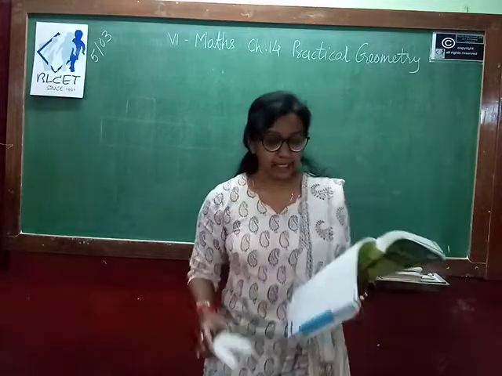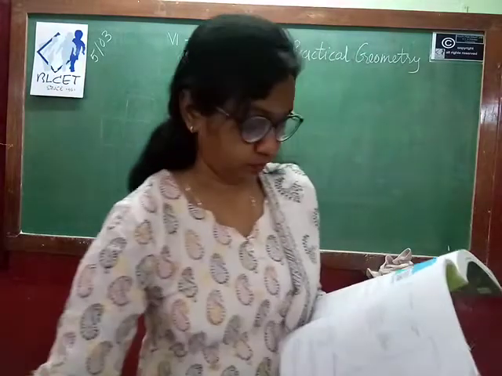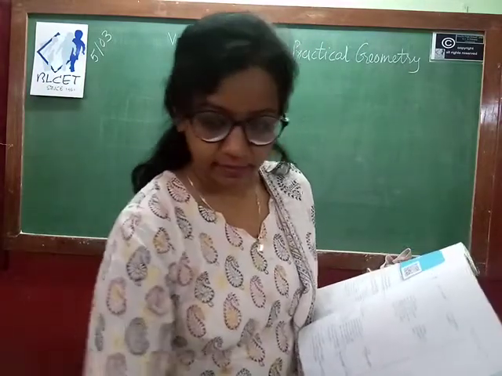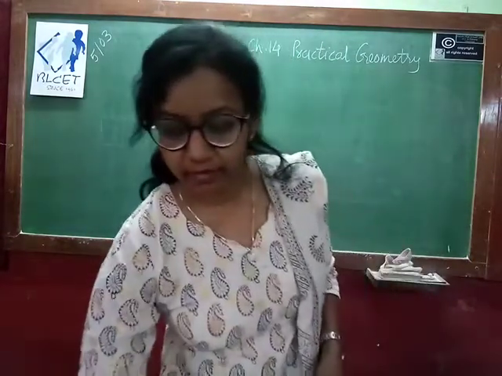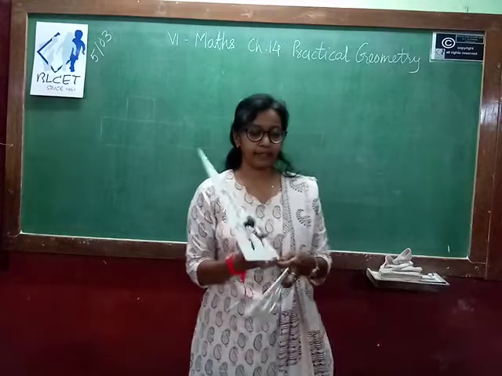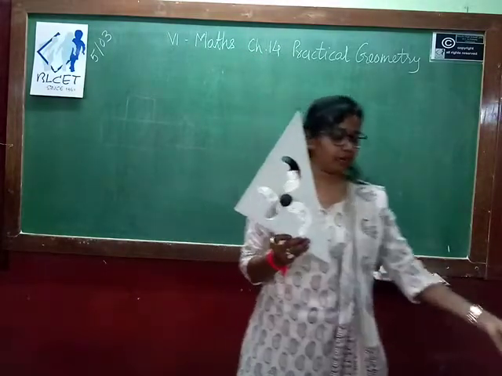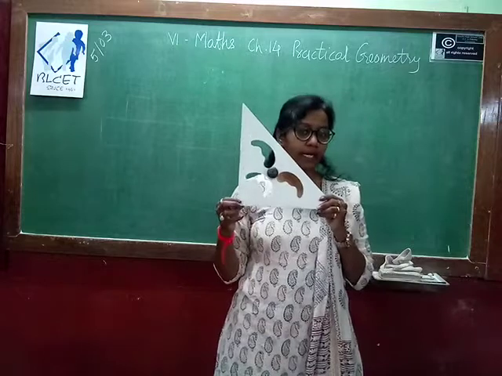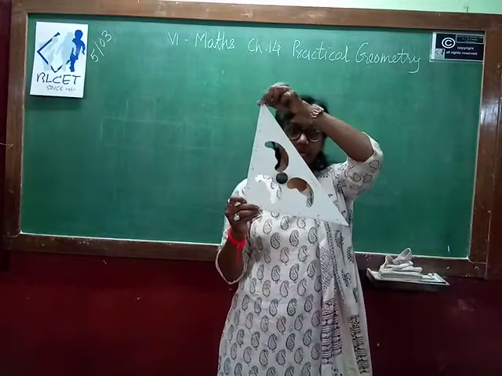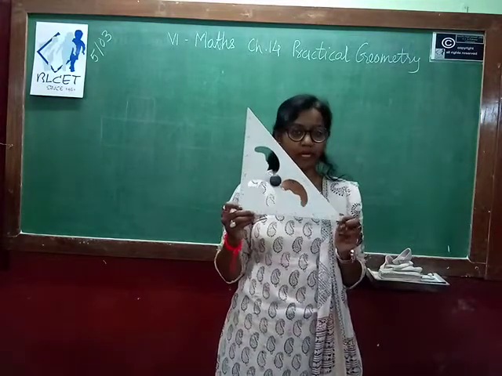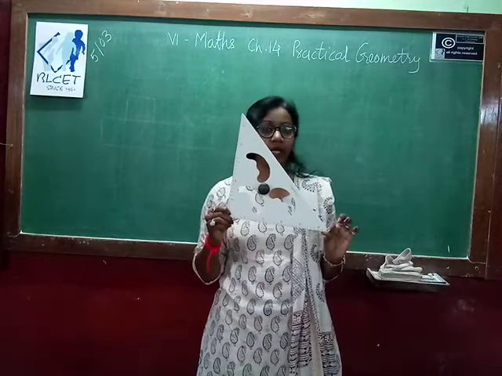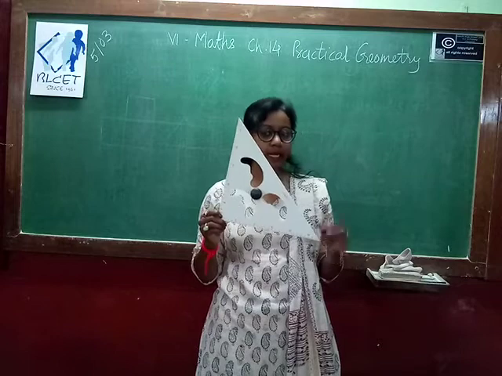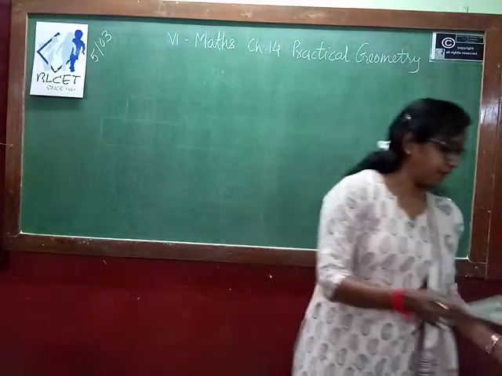Okay. Next we have the set square. So you have two kinds of set square. One is like this, in which this is your 90 degree angle, this is your 45 degree angle, and the other is also a 45 degree angle. So this is your right angle triangle, you can say. Okay, in which one angle is 90 degrees and the remaining two angles are 45 degrees.